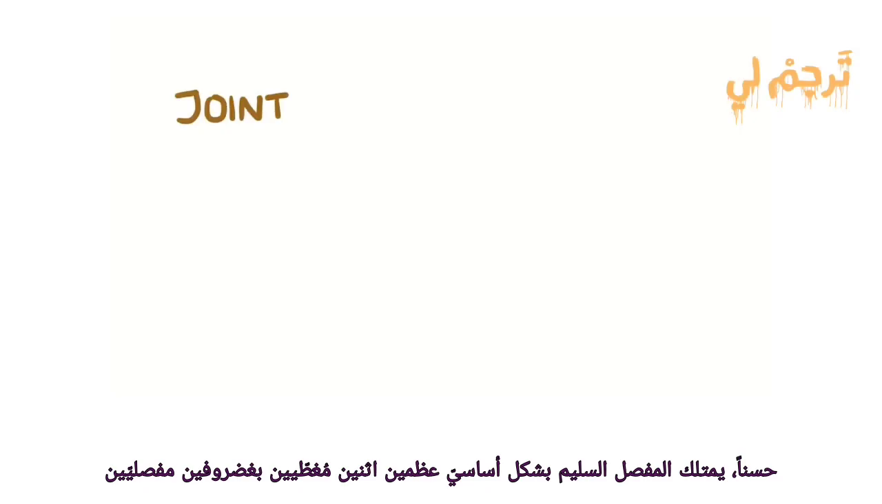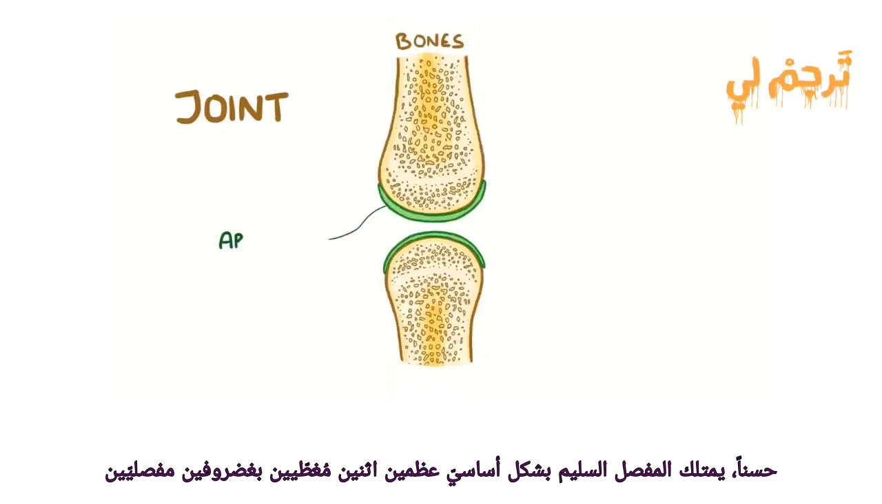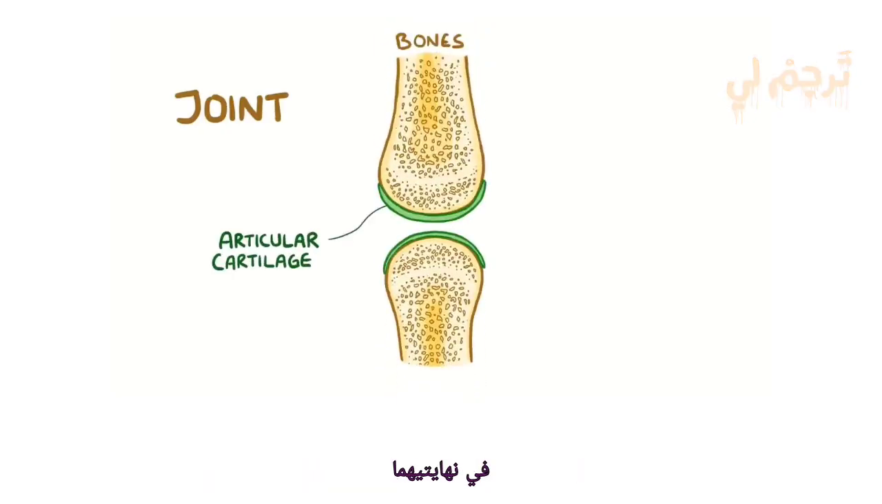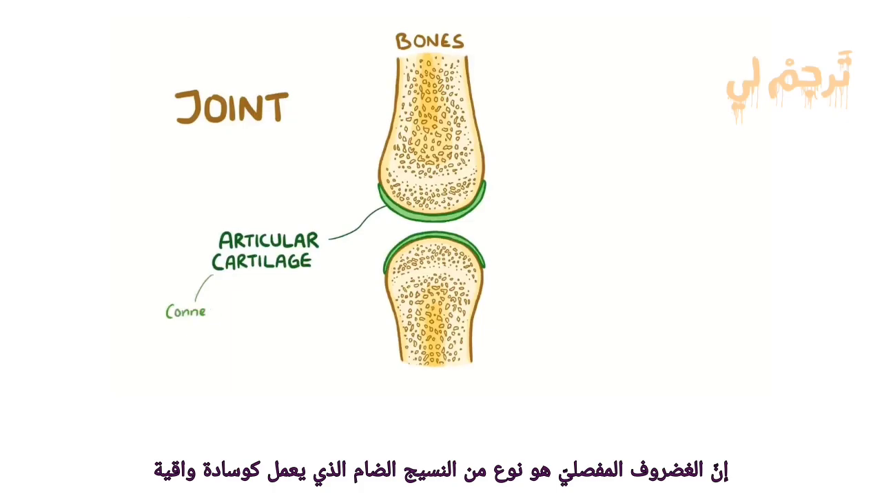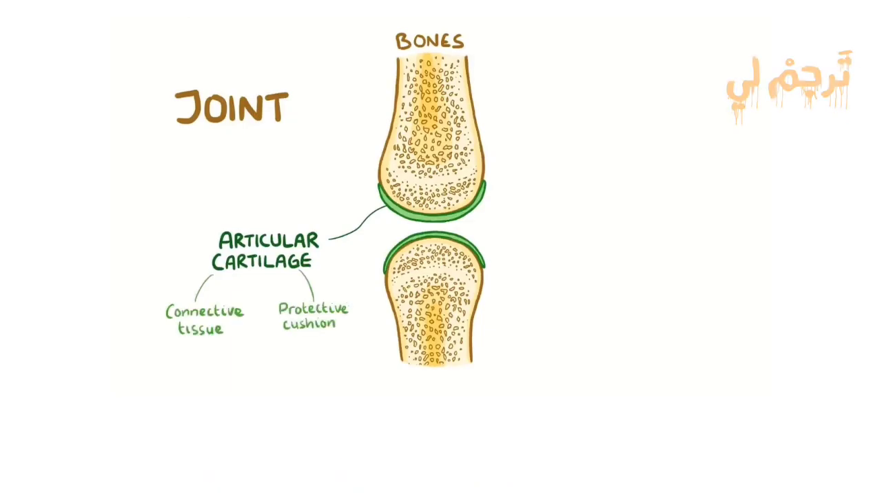Alright, so a healthy joint typically has two bones covered with articular cartilage at the ends. Articular cartilage is a type of connective tissue that acts like a protective cushion. It's a lubricated surface for bones to smoothly glide against.